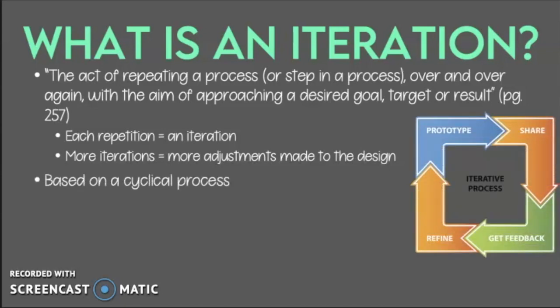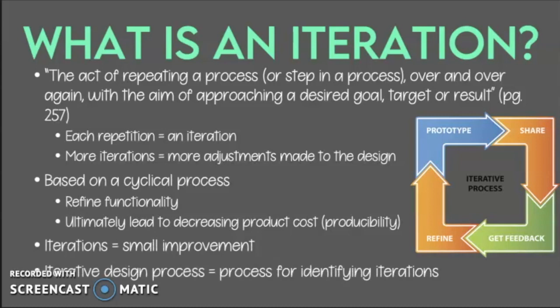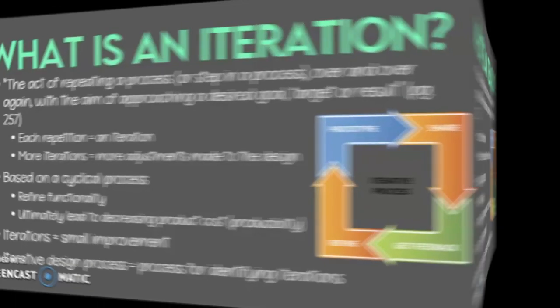Iterative design is based on a cyclical process that often focuses on improving and refining the functionality of a design based on feedback, but designers can also look at making adjustments that can decrease production costs, which is called productability. Simply put, iterations are just small incremental improvements to a design that are guided by user feedback. Iterative design is the process of identifying these changes and seeing how effective they are once implemented.